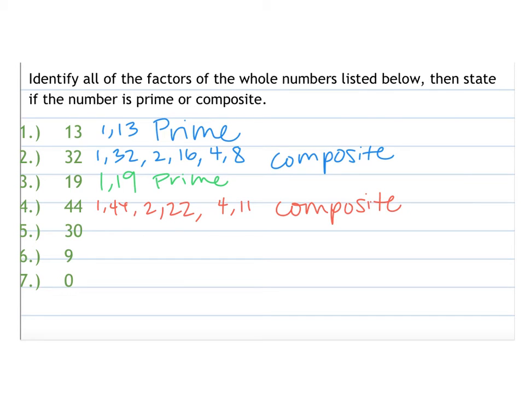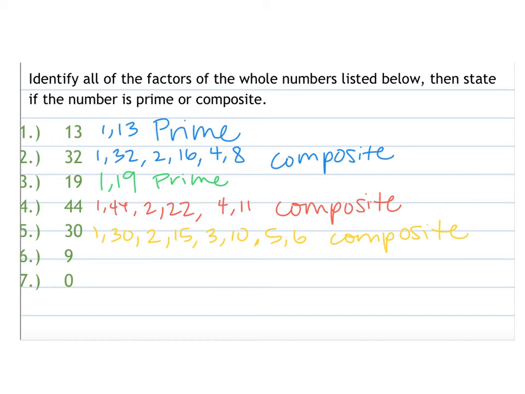Next one, 30. Well, 1 and 30. What else? We've got 2 and 15, 3 and 10. 4 doesn't go into it. 5 times 6. I think that would be all of them. So, because there's more than 2, this is a composite number.